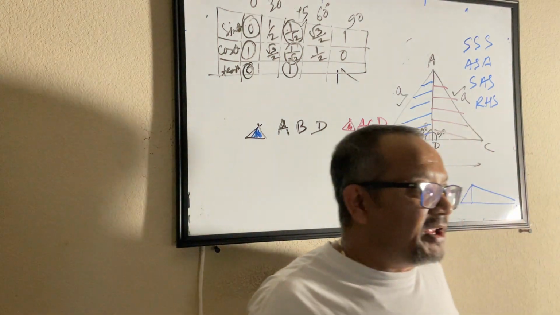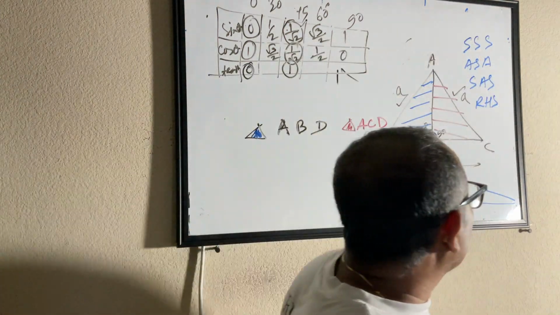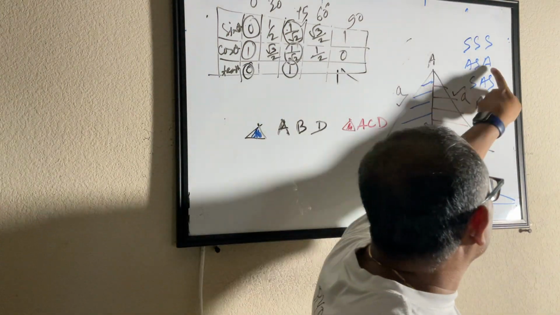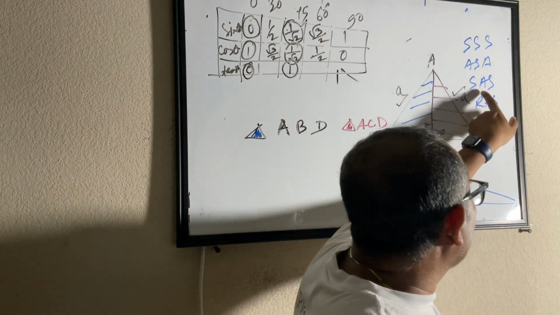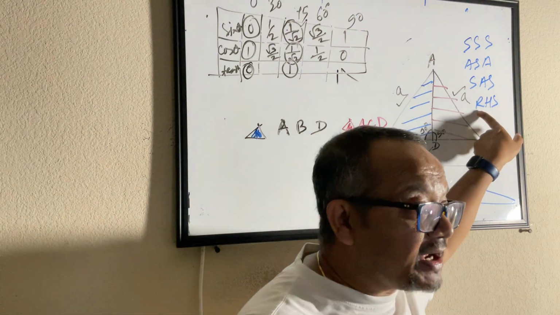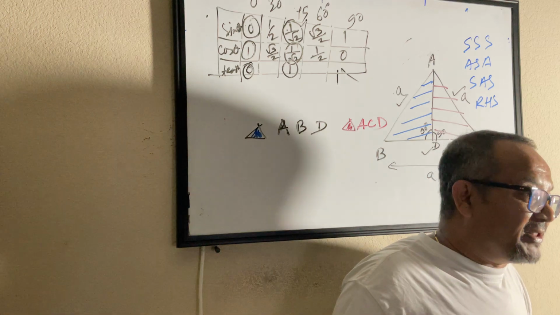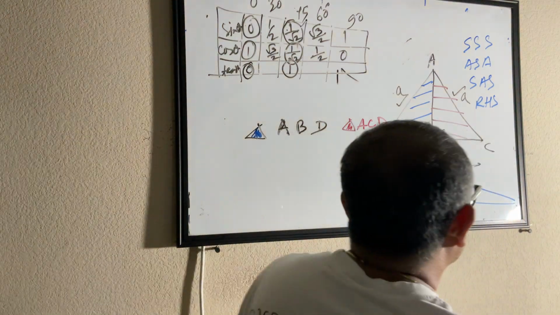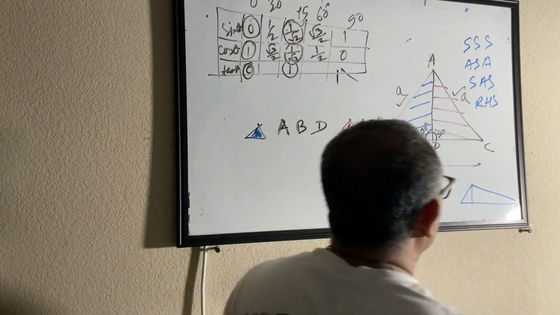So let me see. These are 4 theorems. 3 sides matching, they are congruent. 2 angles and the side between them matching, congruent. 2 sides and the angle between them matching, congruent. This is for right angle triangle. Here you have right angle triangle, so don't even go any further. This says if your hypotenuse matches and one side matches, then they are congruent.